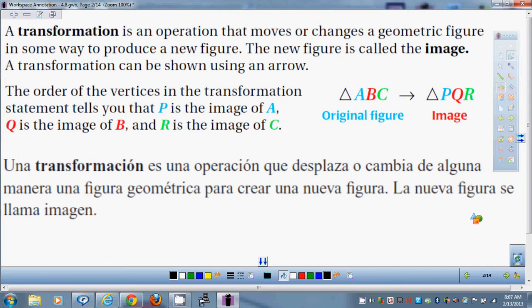Yes, sir. Yes, it is. Thank you. 4.8. Oh, I made one of those. I guess not. This is section 4.8.